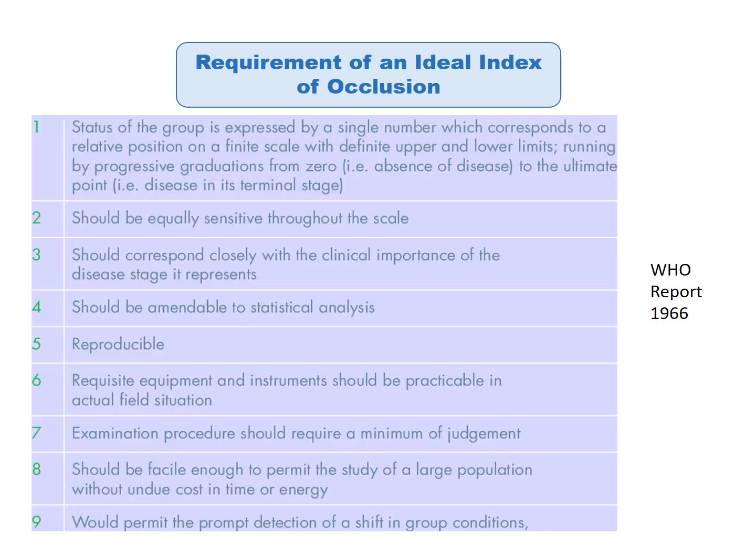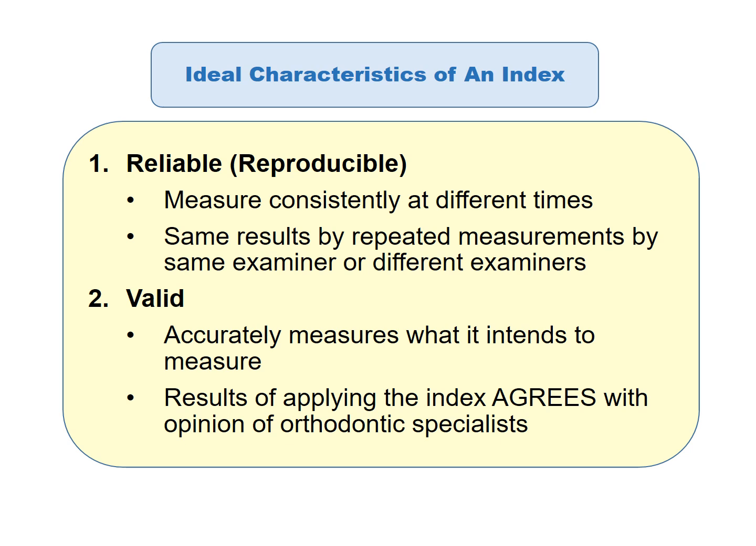Now, what are the requirements of an ideal index? Okay. These are the 9 requirements that are laid out in the WHO report of 1966. In simpler terms, the requirements of an index are: one, it should be reliable or reproducible, meaning it should be able to measure consistently at different times. If the same examinations are repeated by the same examiner or a different examiner, then the results should be the same.